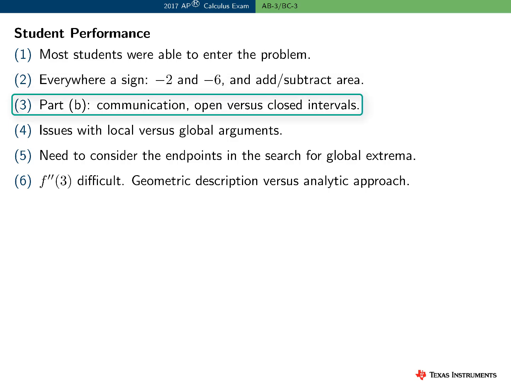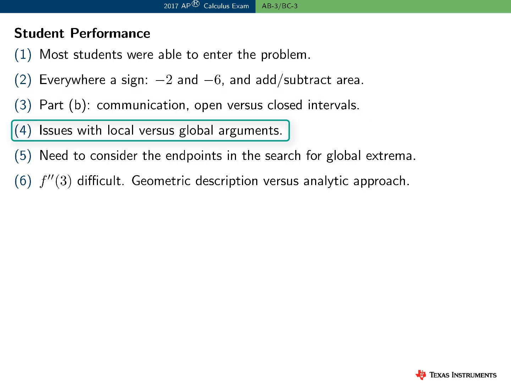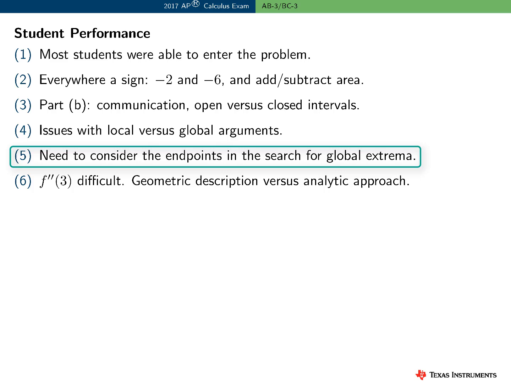In part B, some students were simply unable to properly communicate a justification. And there are always questions about whether the intervals should be open or closed. In part C, some students provided a local argument rather than a global argument in an attempt to justify the absolute minimum value. In addition, some students didn't recognize the need to consider the endpoints when searching for an absolute extreme value of a continuous function over a closed interval.